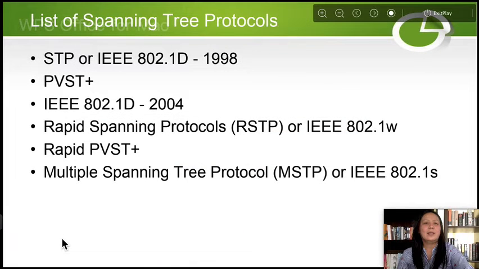And then the list of Spanning Tree Protocols, or STP. And this is the list for it. STP or IEEE 802.1D 1998, and PVST+, IEEE 802.1D 2004, the Rapid Spanning Tree Protocol, RSTP, and then the Multiple Spanning Tree Protocol, or IEEE 802.1s.